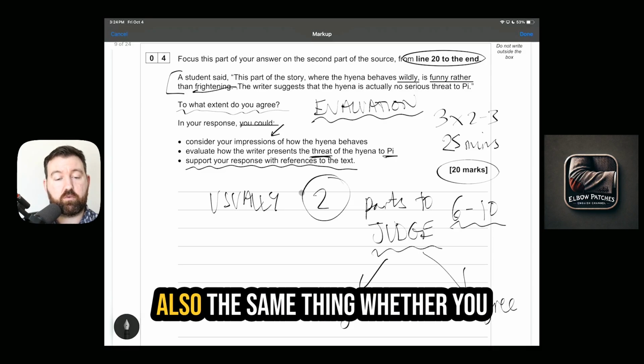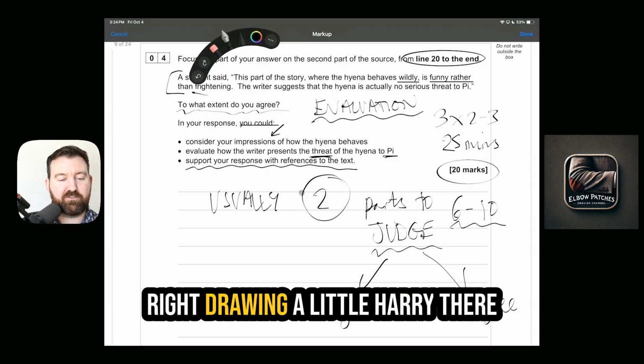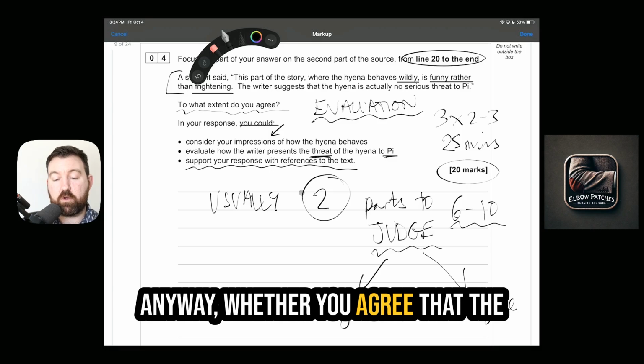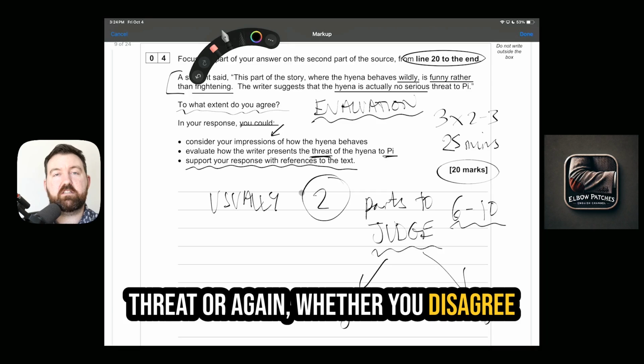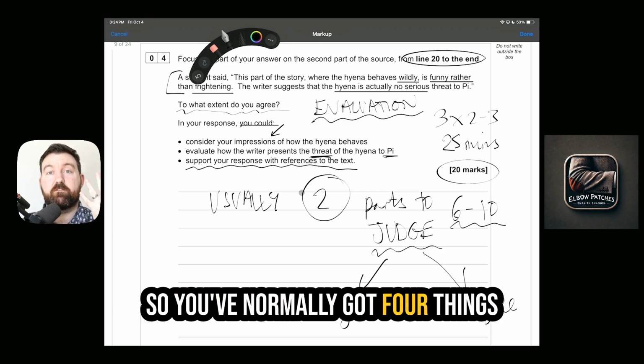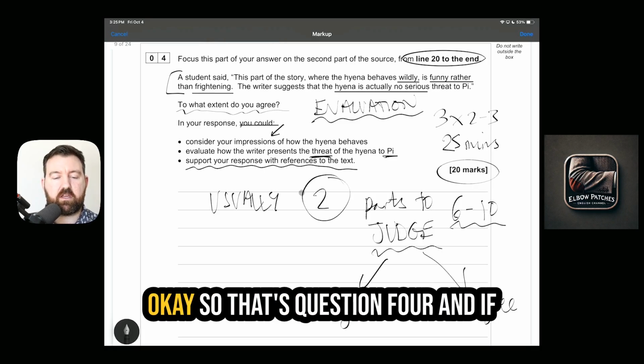And then also the same thing, whether you agree. I don't know how I ended up drawing a little arrow there. Anyway, whether you agree that the hyena is actually not really a serious threat, or again, whether you disagree. So you've normally got 4 things that you're looking for in terms of both language and structure. Okay. So that's question 4.